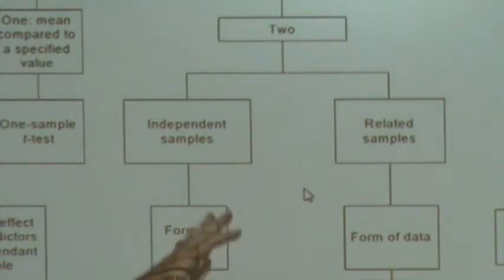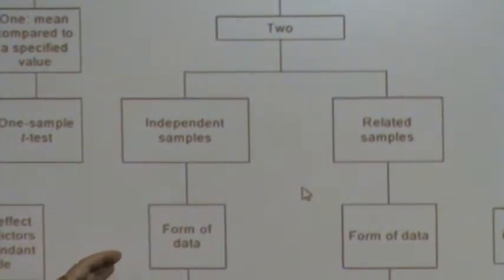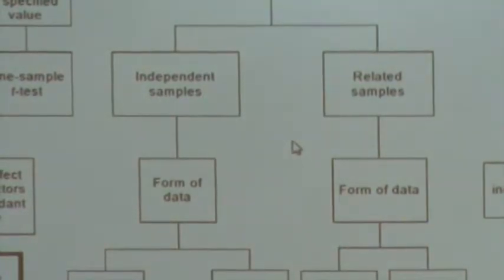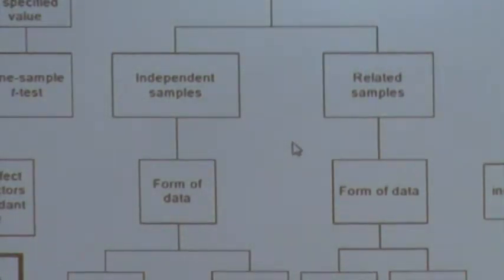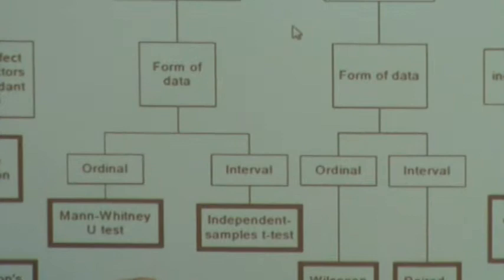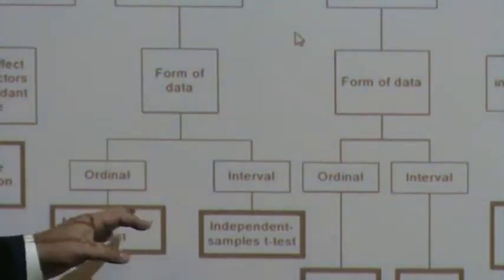Okay. Once you decide whether you have independent or related samples, then the next question you have to ask yourself is, what form of data do I have? And remember the difference between ordinal and interval data. Most of the data that we look at, we're going to treat as interval data in psychology, and that would lead to an independent samples t-test. And of course, this should be very familiar to you.